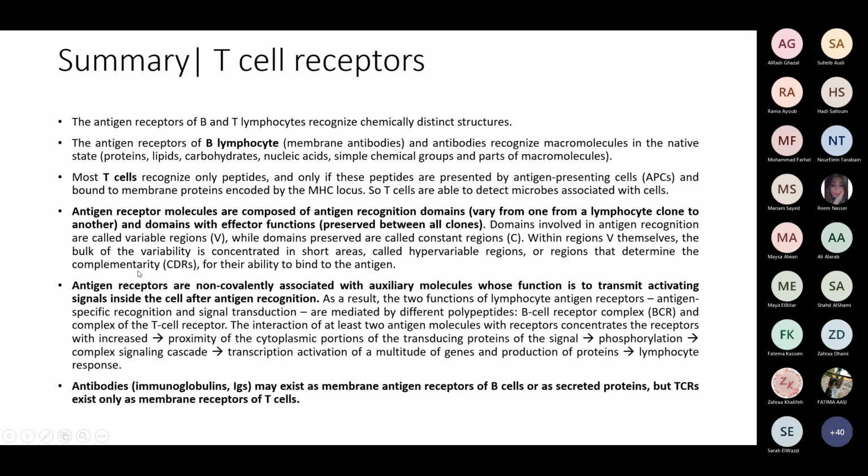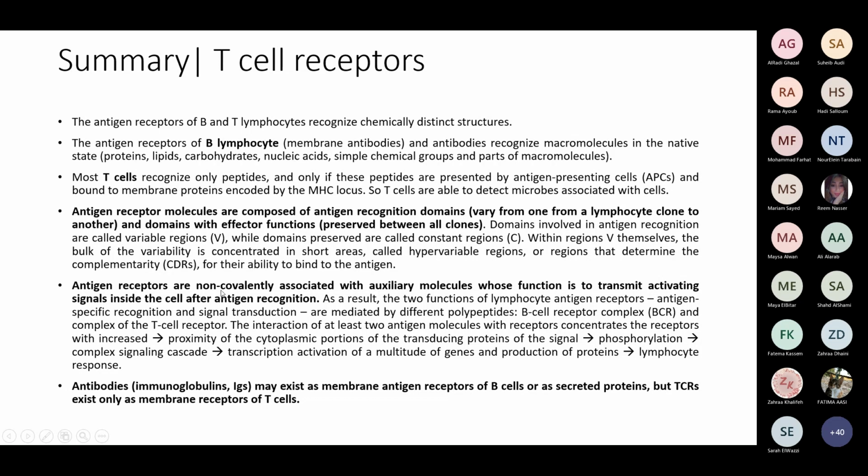Complementarity determining regions of the receptors. These CDRs are important for the ability to bind the antigen. If you remember, these CDRs are what recognize the antigen directly. The part in most direct interaction with the antigen is this hypervariable part, and this is what differs most from clone to clone.